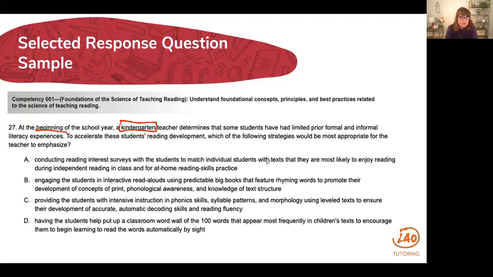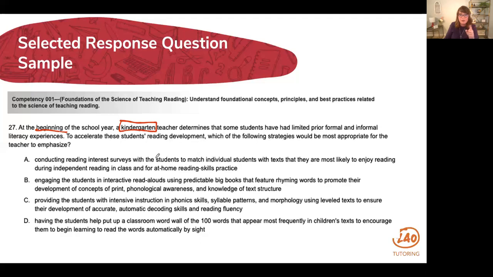So it says to accelerate the student's reading development, which of the following would be the most appropriate strategies for the teacher to emphasize? A says conducting reading interest surveys with the students to match individual students with texts they are most likely to enjoy reading during independent reading in class and for at-home reading skills practice. There should be so many things in that one that are a red flag. There's lots of things that are best practice here. It's best practice to do an interest inventory. It's best practice to match students with text that they will enjoy for independent reading and at-home reading skills practice. And if we were in another grade level, that might be a good answer choice.